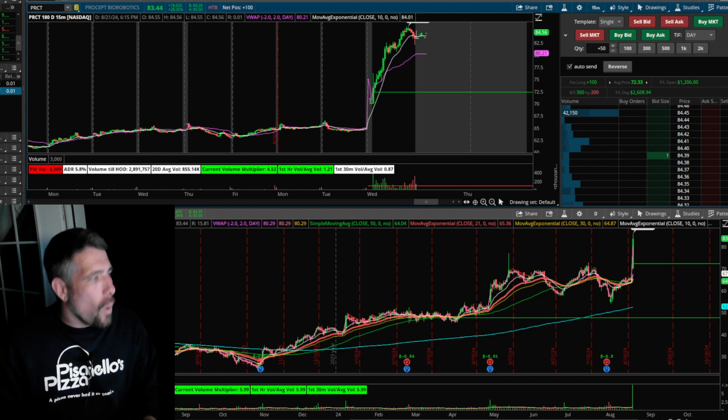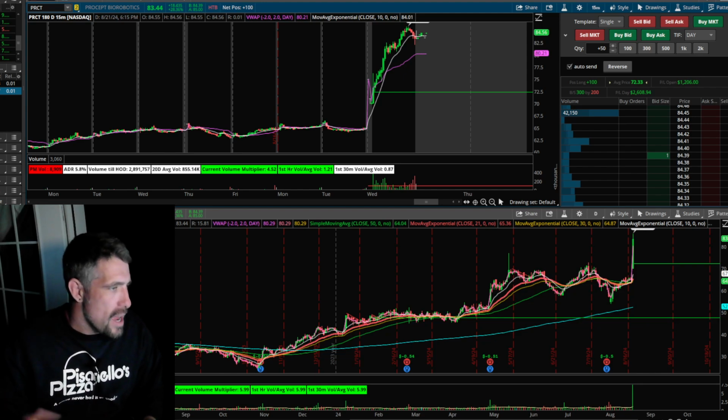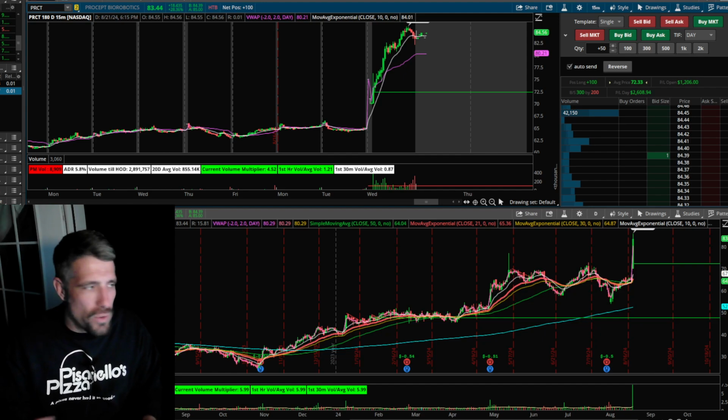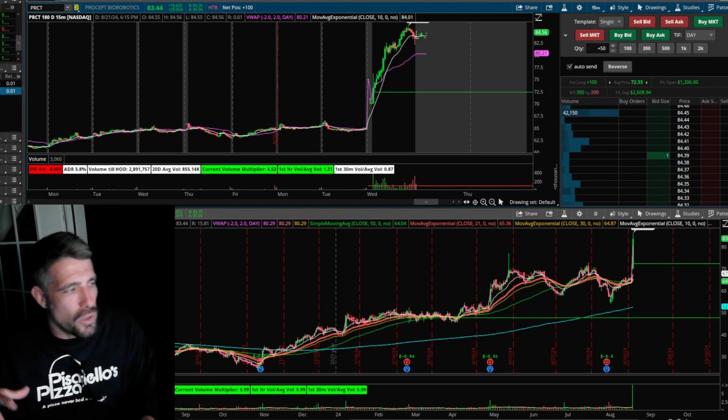Number 4, volume-based indicators. Indicators like on-balance volume, or OBV, and the volume weighted average price, or VWAP, which is something that we use. They use volume to provide additional insights into price trends, momentum, and fair value levels.